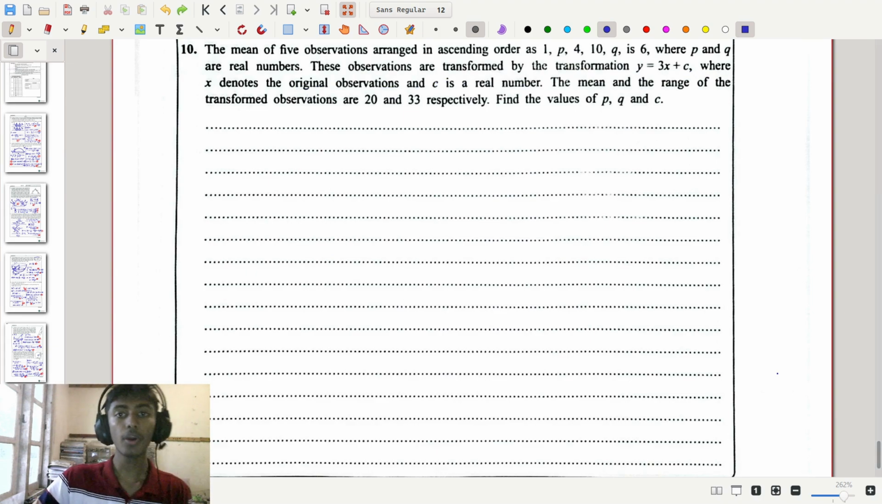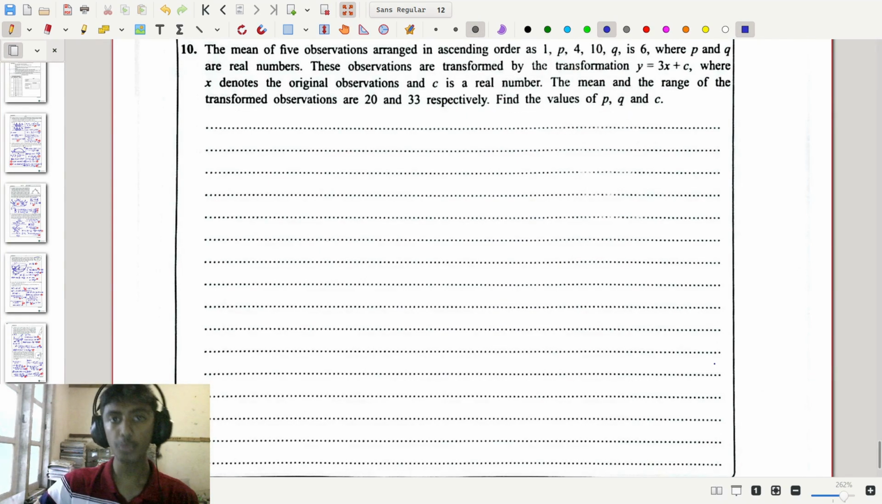So basically we're transforming these 5 observations into a new set of 5 observations where each of them is y equals 3x plus c, where x is the original observation. For example, 1 gets mapped to y equals 3 times 1 plus c, or 3 plus c. P gets mapped to 3 times p plus c, and so on. It says the mean and the range of the transformed observations are 20 and 33 respectively. Given this, find the values of P, Q and c.